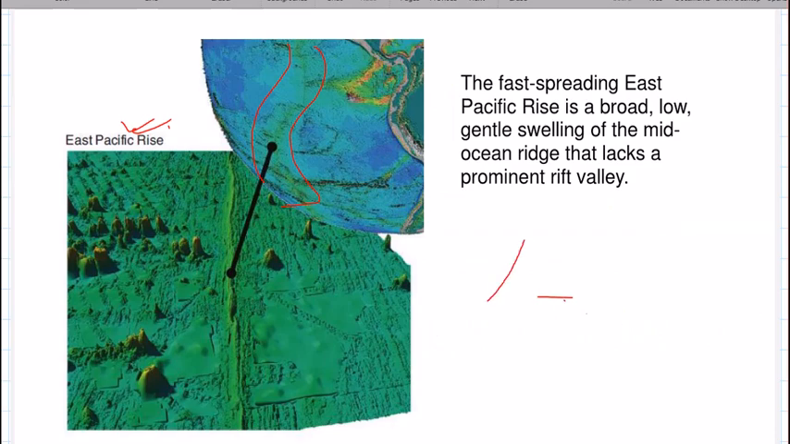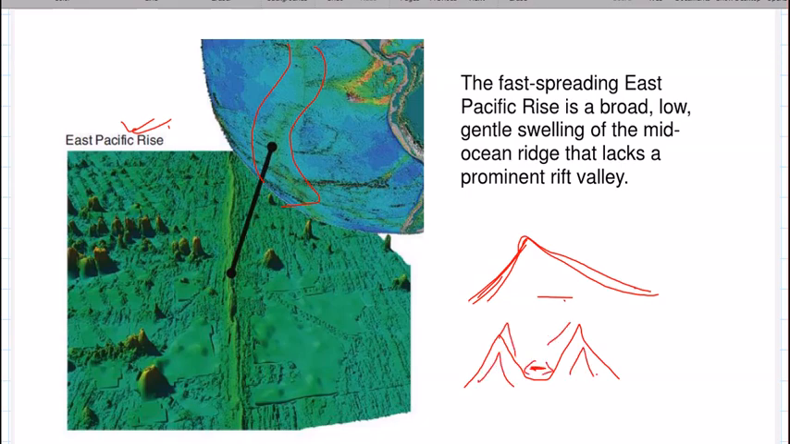Remember that a mid-oceanic ridge is not like a single mountain. Rather, it has a valley in between. So outside there are mountains, ridges, and in between there is a valley where the lava is erupted. In fast spreading ridges, there is not a very prominent valley in between. It is something like this. Here you can see, in between there is no valley.